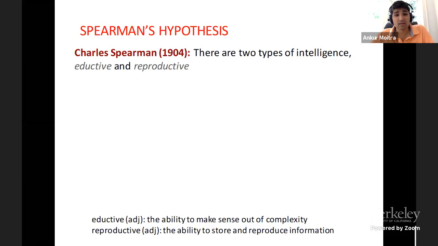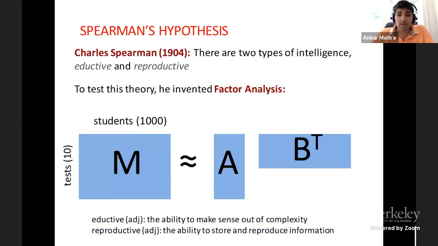So this was just a hypothesis. How would you go about testing such a hypothesis? Well, here's the experiment that he devised. He took 1,000 students and 10 different tests that they'd taken, and he recorded how well each student did on each test. Each row represents a test from a different subject, and each column represents a student. And in order to test this theory, he invented what's now called factor analysis. Roughly, he believed that there was some nice factorization of this 10 by 1,000 matrix M that he observed into the product of two other matrices, A times B transpose.